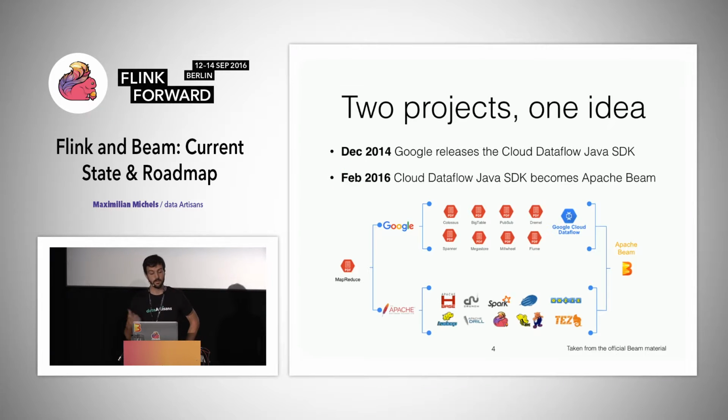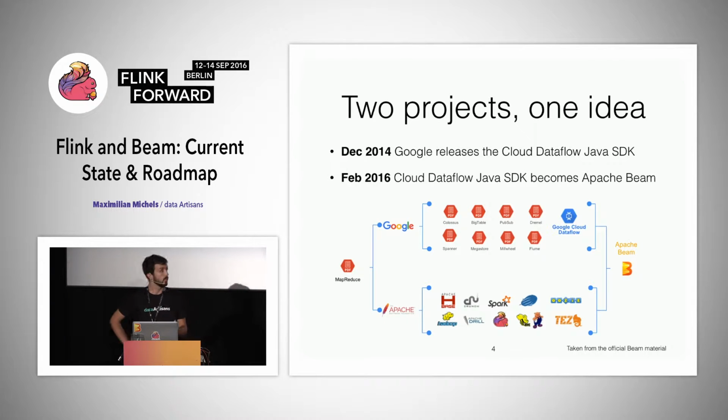Yet another system. Ken has already pointed this out, but just to show some nice graphics from Google here. The SDK was released in December 2014. And as of February 2016, it has turned into Apache Beam. It has been forked, more specifically.